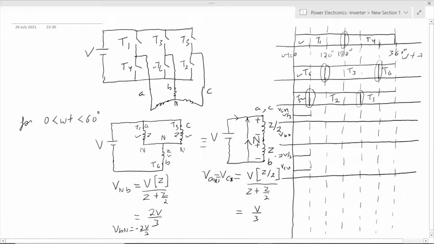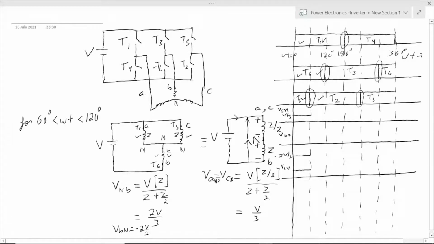Okay. Now let us study for omega t from 60 degree to 120 degree. Now just see which switches are on. From 60 degree to 120 degree, T1 is on. So T1 we are making on. Now T6 is on here as well. T6 is on. And then T2 is on. Now T5 is off. What is on? T2 is on.